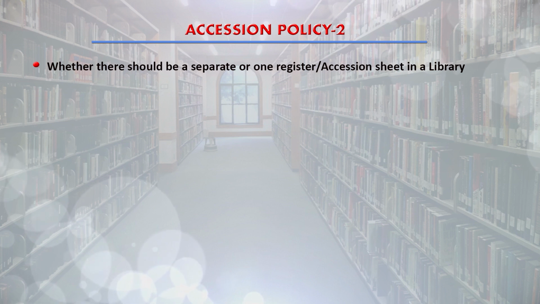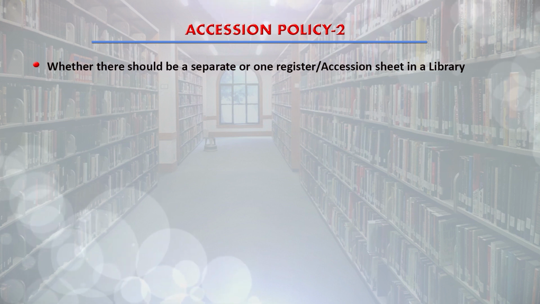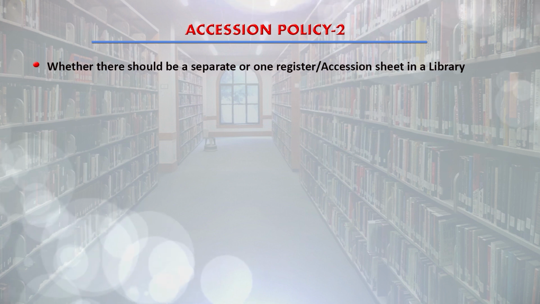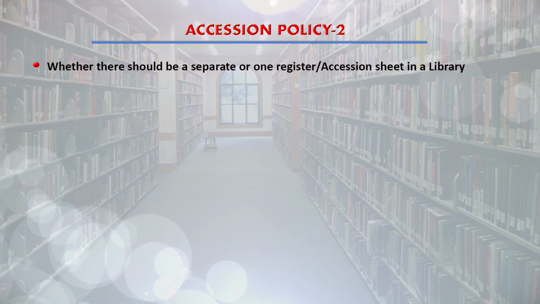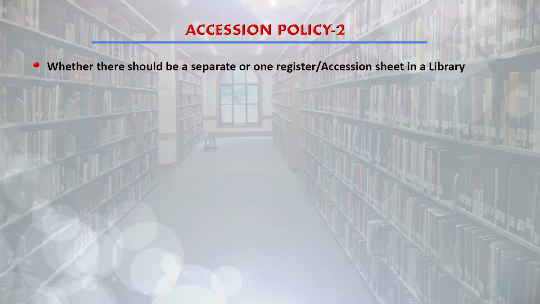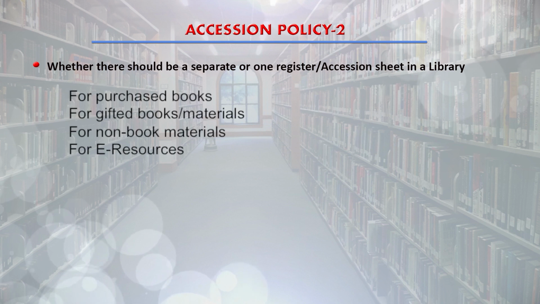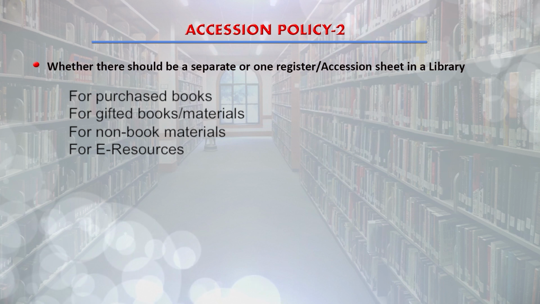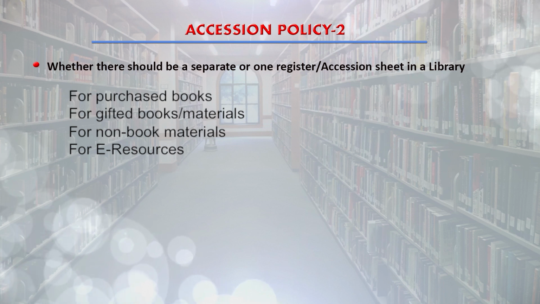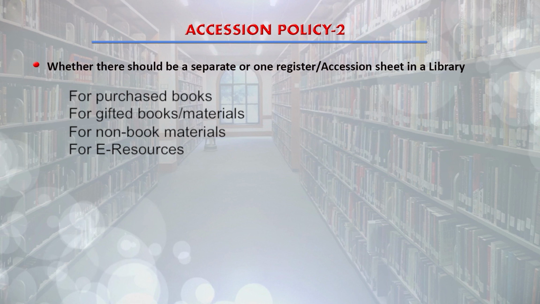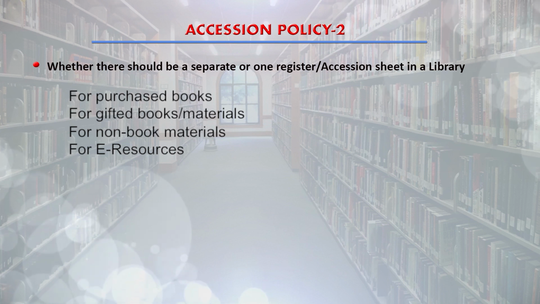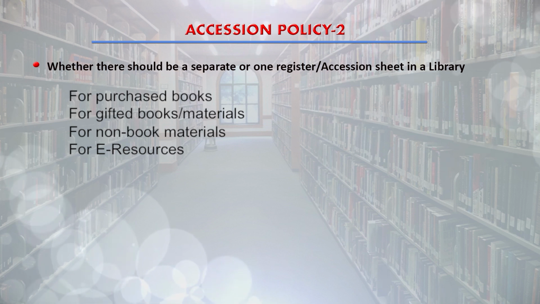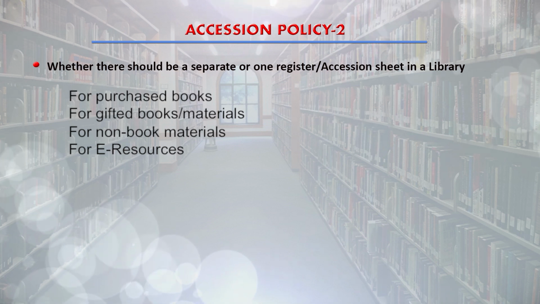Now, continuing with the accessioning policies, we see whether there should be a separate accession register or not. This is a policy we have to take. First of all, is the book purchased? For purchased books we have to maintain an accession register separately. Normally for a bigger library, gifts are so many that you have to maintain another accession register for gifted material.